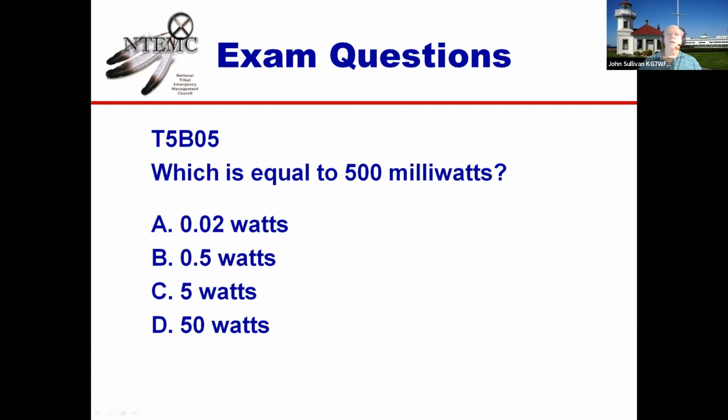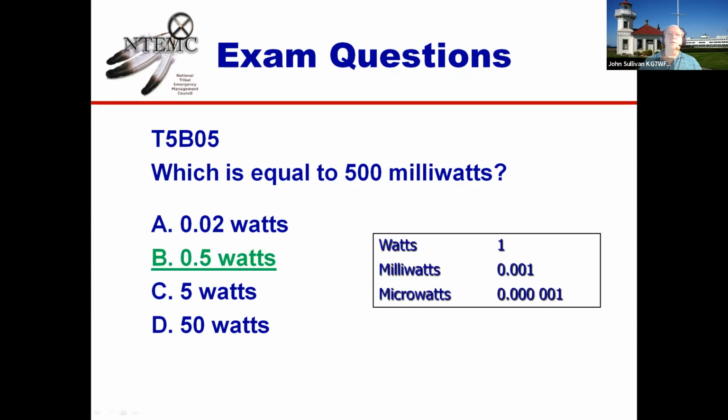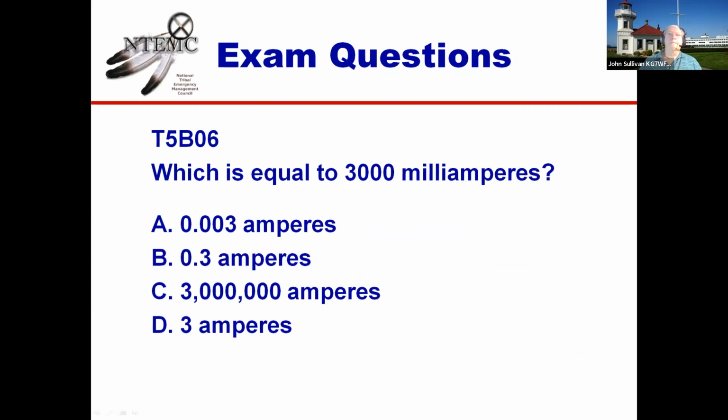Which is equal to 500 milliwatts. Okay. Well, we know that 1,000 milliwatts is a watt, right? So that means that 500 would be a half a watt. And what's equal to 3,000 milliamperes? Okay. So a milli is a 1,000th, right? So 3,000 milliamperes would be 3 amps, divided by 1,000.